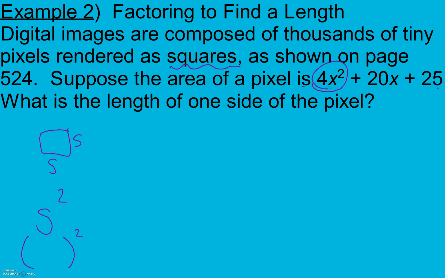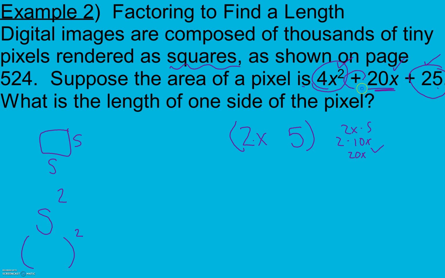Well, 4x squared is a perfect square. We can take 2x times 2x. And 25 is a perfect square, 5 times 5. Now, we've got to check that middle term. We're going to multiply these together, 2x times 5, which is 10x. And then don't forget to double it because our outsides and insides would both be the same. We get 20x, which checks.